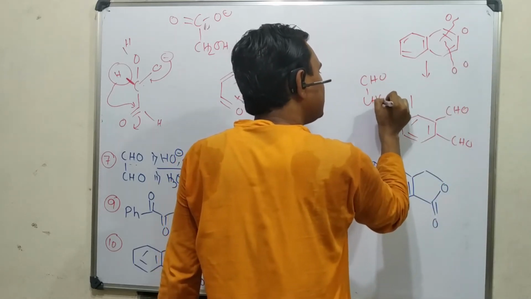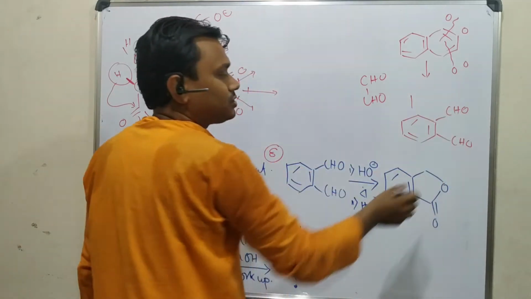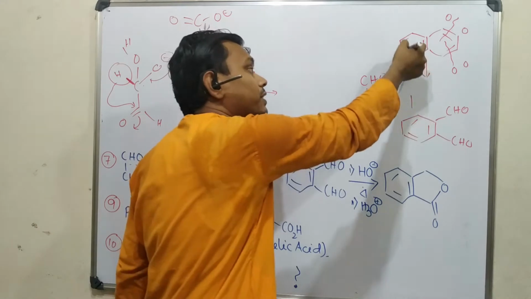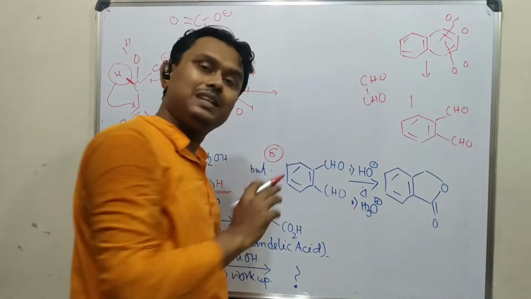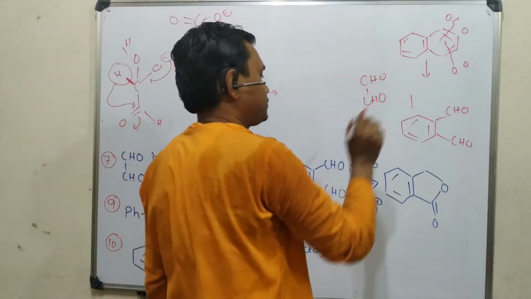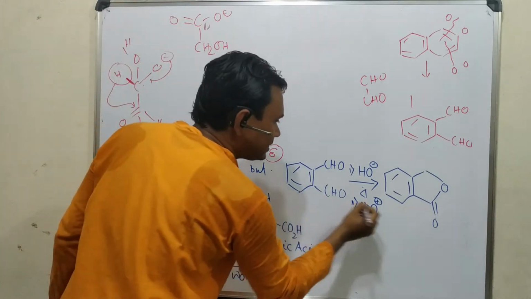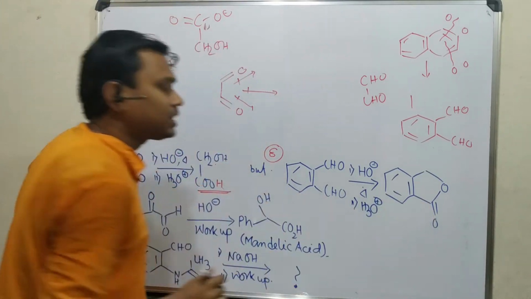Keep this in mind, and since the two aldehydes attached to this are not that active for ozonolysis compared to the parent naphthalene, because naphthalene is electron rich, don't get confused. Okay, fine. So we have discussed this.